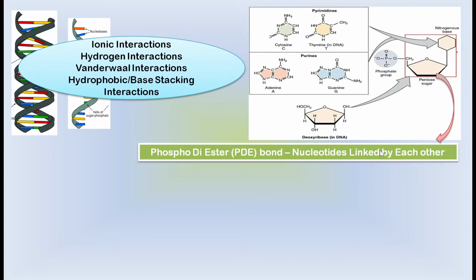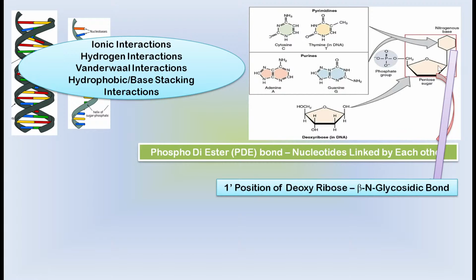And during polymerization of DNA from nucleotides, the bond that exists between 2 nucleotides is known as the phosphodiester bond. Each polynucleotide contains a number of nucleotides, and each nucleotide is linked with the adjacent nucleotide by a phosphodiester bond. So the phosphodiester bond is the main covalent bond involved in the polymerization of the polynucleotide strand from nucleotides. Nucleotides are linked to each other by the phosphodiester bond.